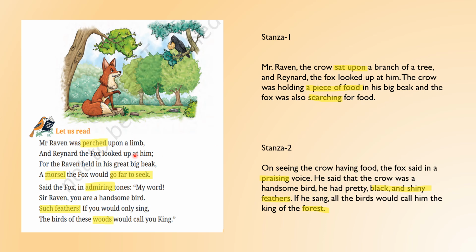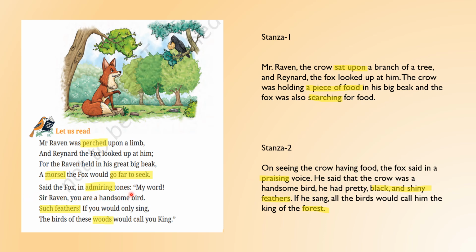Here I have highlighted some words along with their meanings. For example, perch, that means sat upon. Morsel, a piece of food. Go far to seek, that means in search of or searching. I hope the first stanza is clear. Moving on to the next stanza, stanza number 2.